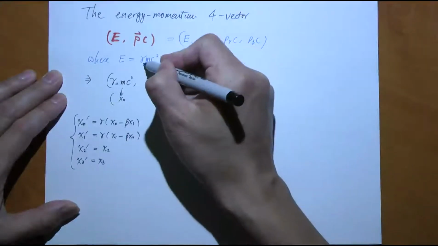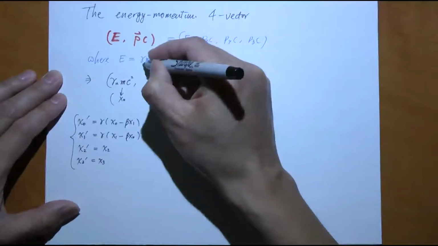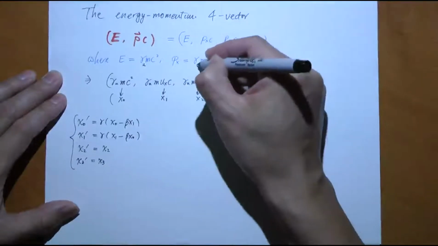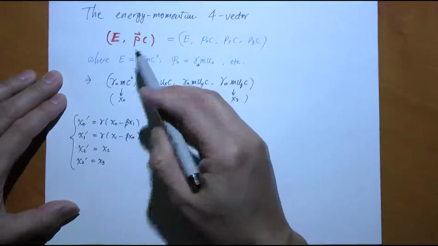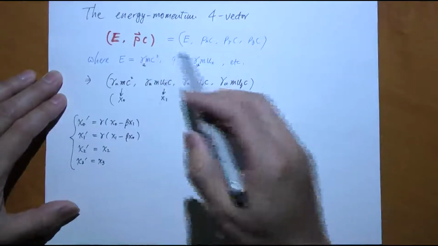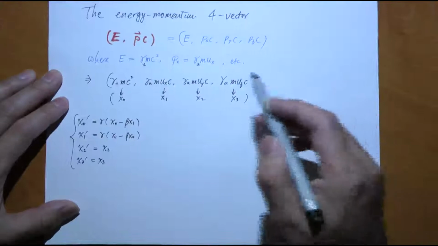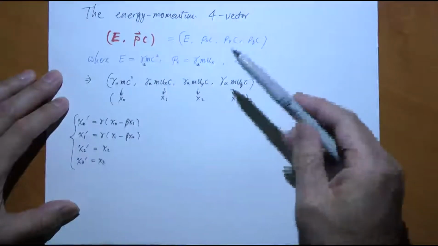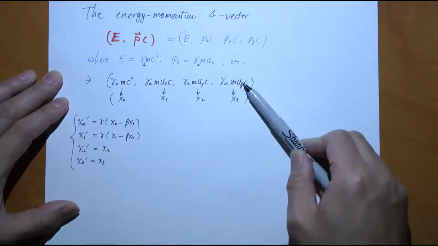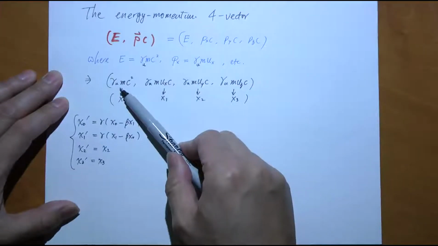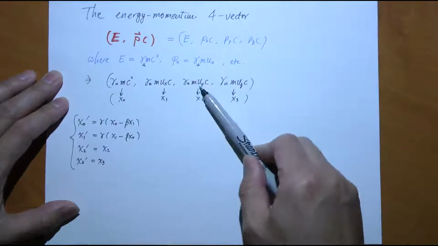This gamma, in fact, is gamma u, not gamma v. I want to make a distinction. Gamma u, because when you calculate this gamma, it's based on the speed of the particle u, not based on the speed of reference frame v. So we can plug these expressions in and we get these four components of the energy momentum four vector. Here is the energy component, here is px, py, and pz.